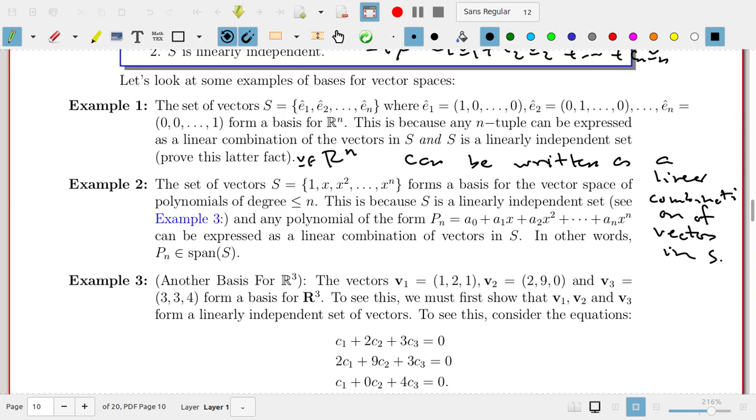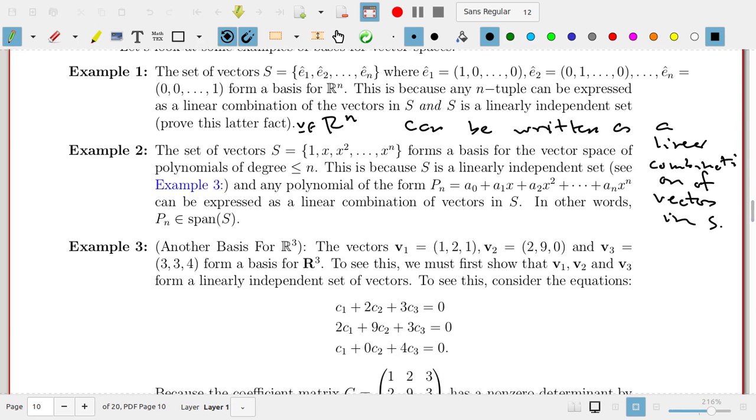So for example, if you have this set, any polynomial from this vector space of degree less than or equal to n may be written as a0 plus a1x plus a2x squared plus all the way to anxn. Now notice that this is a linear combination of 1, x, x squared, x cubed, etc. So in other words, p is an element of span S, meaning S spans Pn.